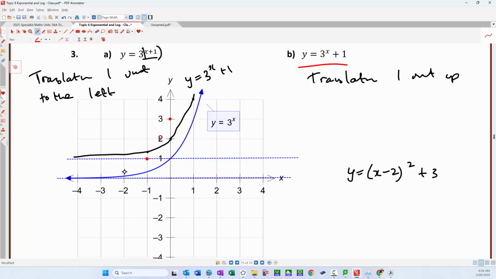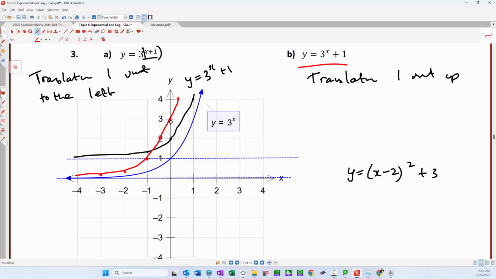1 unit to the right. So, hang on a sec. 1 unit to the left. Oh my goodness. Left, left, left. 1 unit to the left. All right, that should be enough to draw.